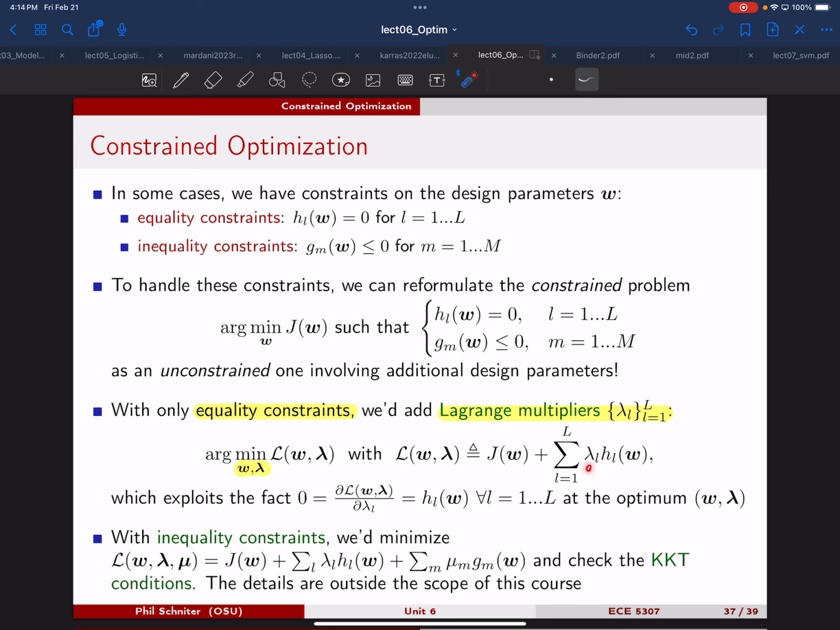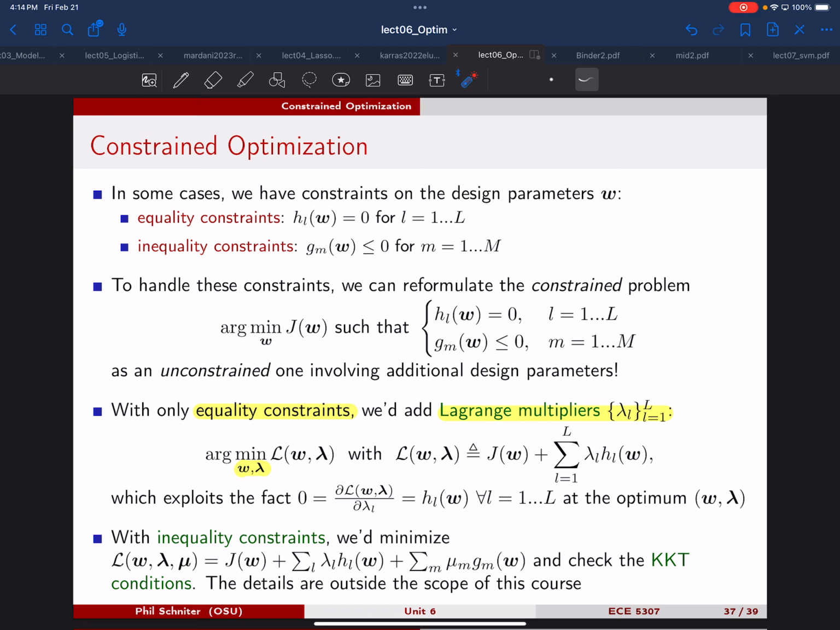You just add these Lagrange multipliers, you add this additional term onto your loss function, and then you solve this new unconstrained optimization problem that involves these extra parameters. So that's it in a nutshell. Any questions on this method?